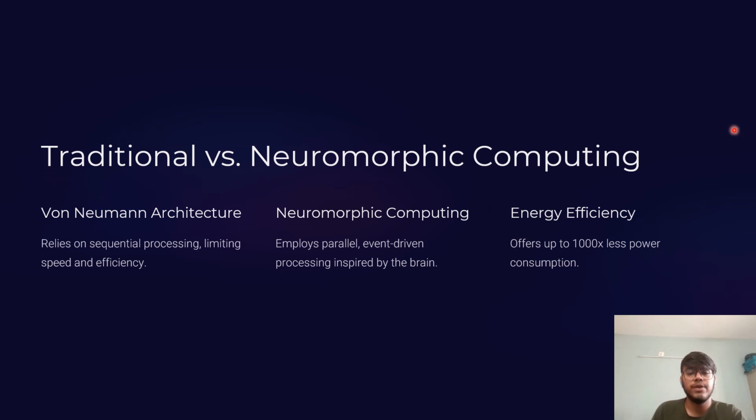Traditional versus neuromorphic computing. Let's compare traditional computing with neuromorphic computing. Traditional computing systems use the Von Neumann model, where memory and processing units are separate. This causes a delay known as the Von Neumann bottleneck. Neuromorphic systems are completely different.